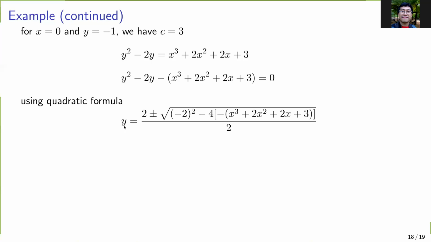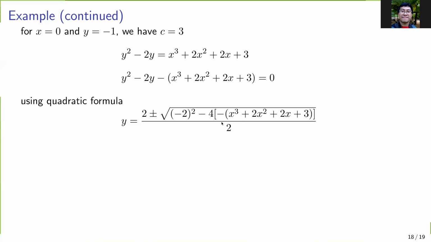Using the quadratic formula, we get the value for y as negative b, so this is 2, plus or minus the square root of b squared, which is -2 squared, minus 4 times a, where a is 1, and c is the negative of this quantity, divided by 2a, where a is 1.